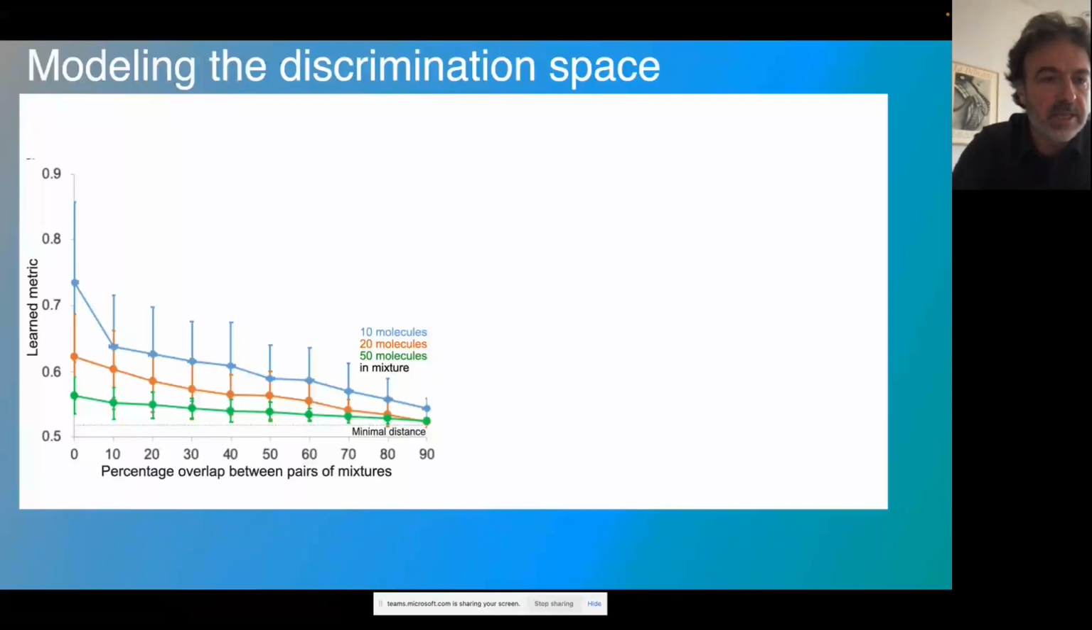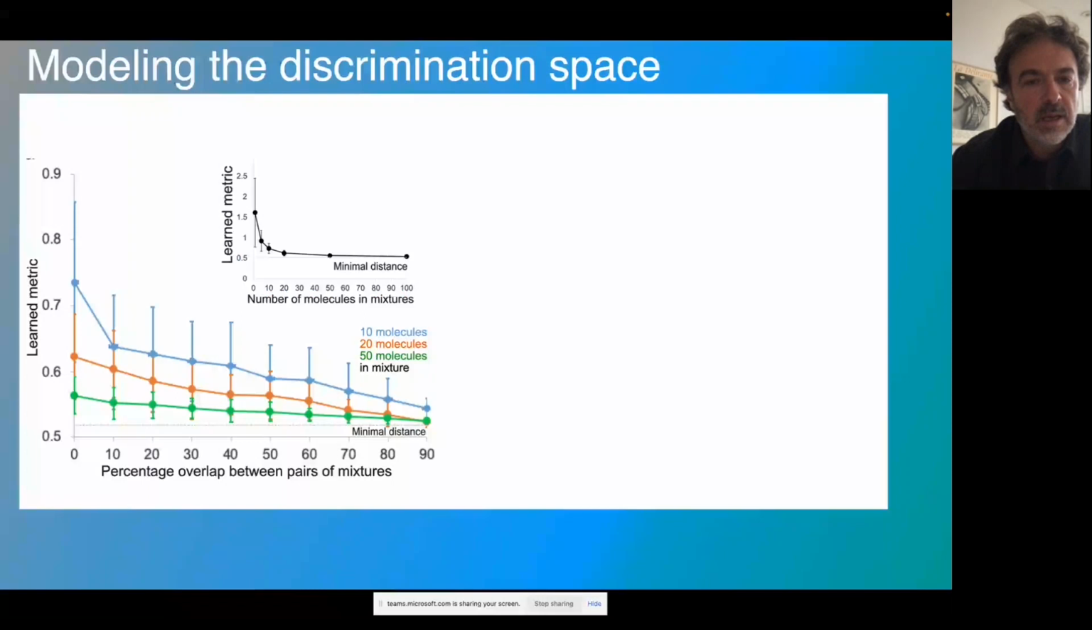But the less overlap there is, the farther away the mixtures are. And of course, the more molecules you have, the more alike they will seem. Also, if you add more molecules to the mixtures, from 0 to 100, the distance between the mixtures will also go down. This is just a basic effect of the averaging that we're doing, right?